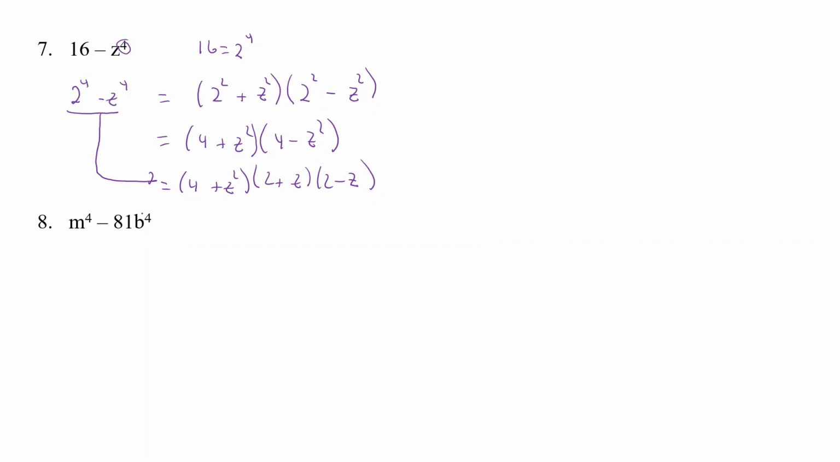All right, well, we see another fourth. We see it's a difference. So that really is m to the fourth minus, well, what is 81? Well, 81 is 3 to the fourth. Then we have b to the fourth.